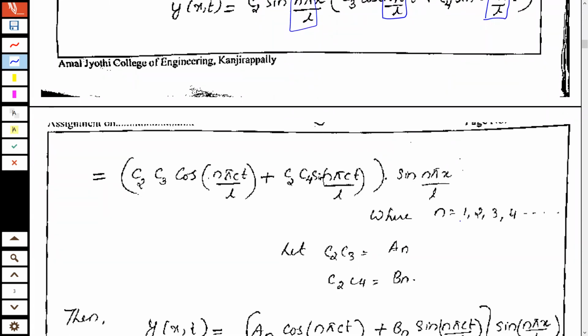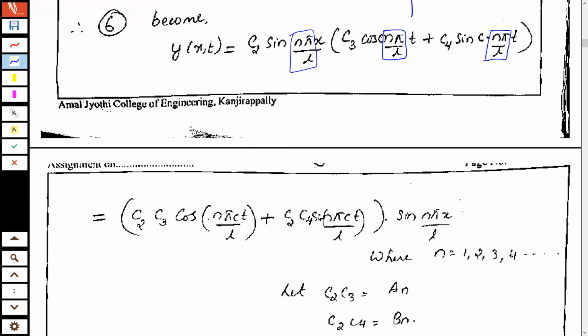We are taking only n equal to 1, 2, 3, 4, etc., because if we take n equal to 0, this term is going to be sin 0x. Again, we will get a 0 solution. Therefore, to get a non-zero solution, we are taking only n equal to 1, 2, 3, etc., up to infinity.